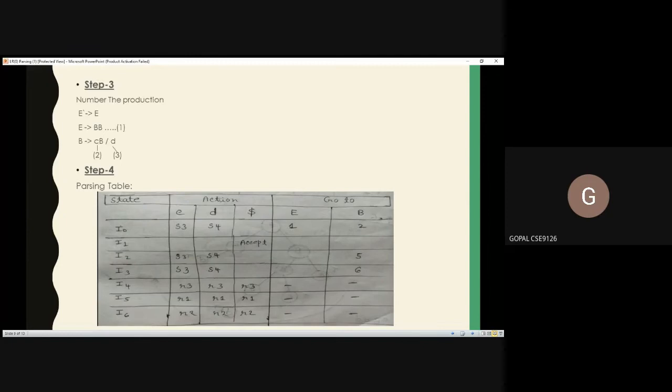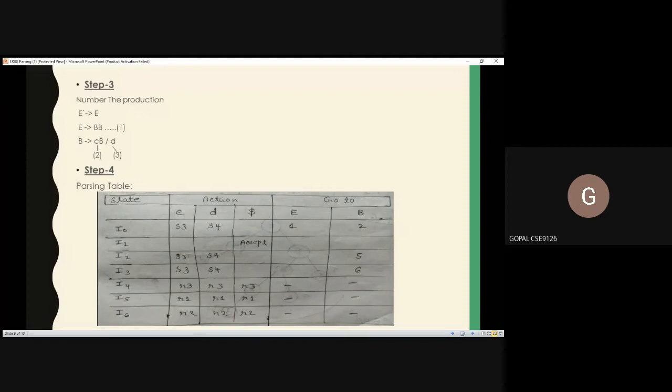In the parsing table, there are two parts. One is action and one is goto. In the action part, we put the terminals, and in goto, there are the non-terminals. So for the I0 state, C goes to I3. That is why there is S3. And from I0, D goes to I4. That is why S4 is written. And for the non-terminals, from I0, E goes to I1. That's why 1 is written here. And from I0, B goes to I2. That's why 2 is written here.